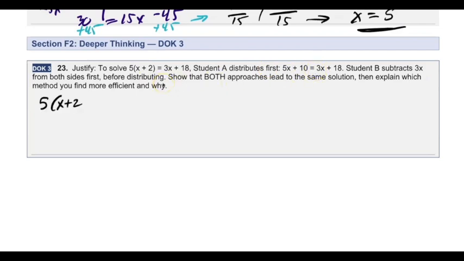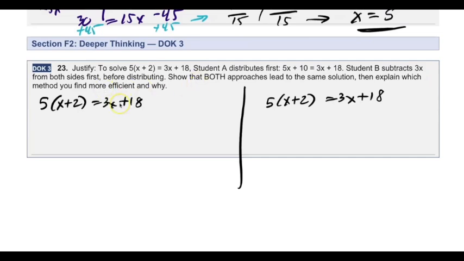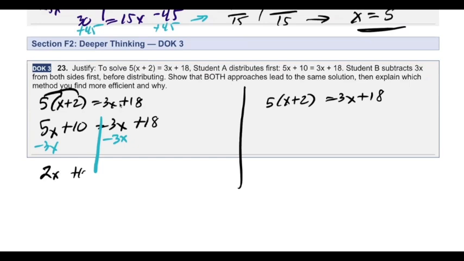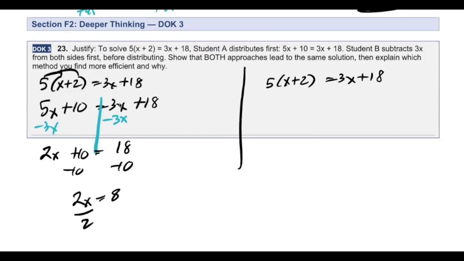So we're doing it two ways. So we have this is equal to 3x plus 18. We're going to do it again. So we're going to go, this is equal to 3x plus 18. Now the first way, we want to distribute first. So distribute this 5 to both of them. Get 5x plus 10 is equal to 3x plus 18. And then I want to get the x by itself, so we're going to subtract 3x from both sides. And we get 2x plus 10 equals 18. And we're just going to solve. Minus 10, 2x equals 8, divide by 2, x equals 4.